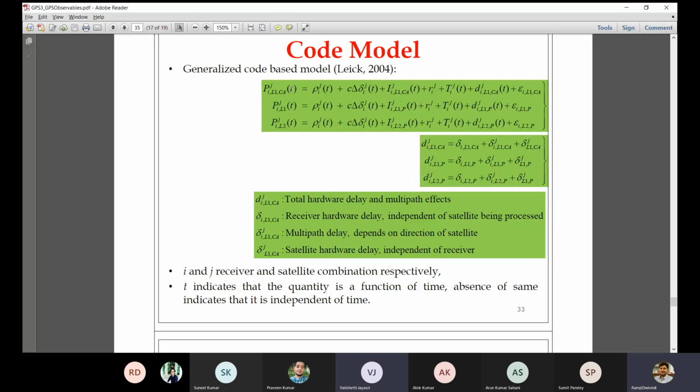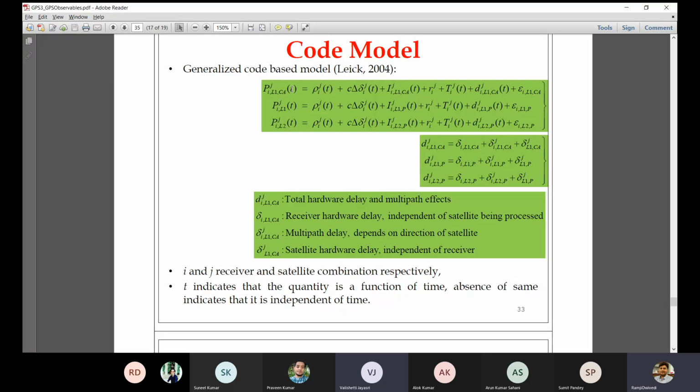Again, the pseudo range between the ith receiver and jth satellite, computed with the help of the CA code modulated on L1, is equal to the geometric range plus the error terms: the clock delay term, plus the ionospheric term, plus relativistic correction, plus tropospheric, plus the total multipath and hardware delay, satellite and receiver group delay, plus the noise, because every measurement will have a noise term.